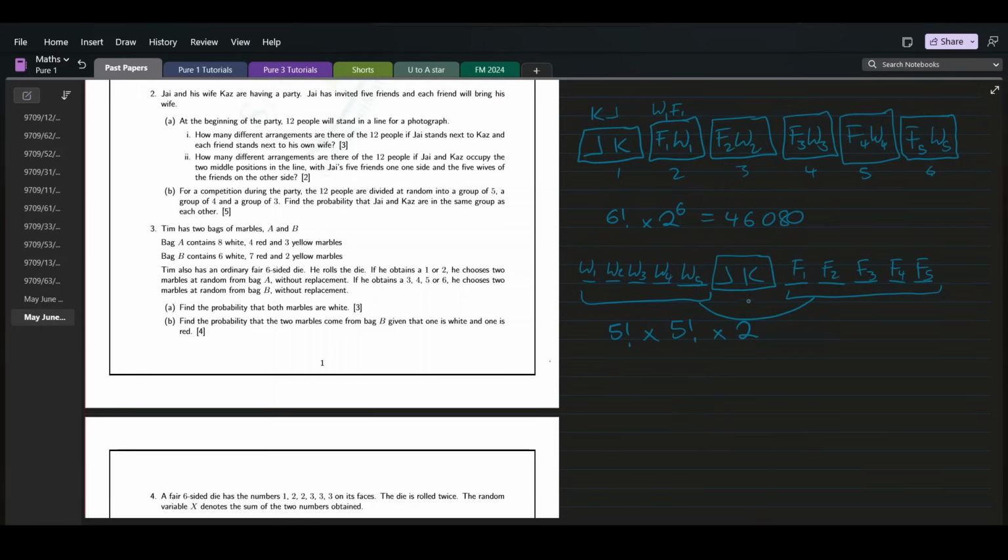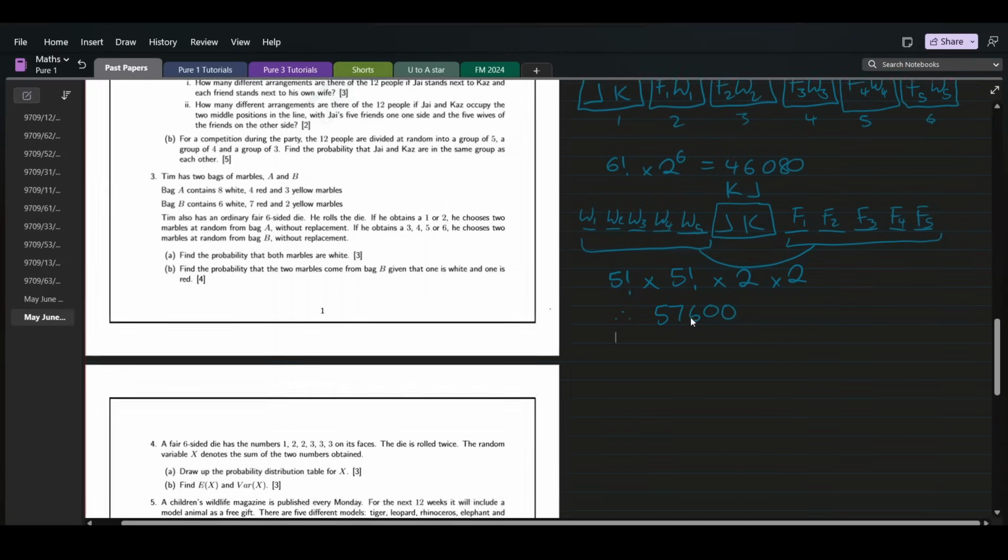And then for J and Kaz, we're also not told who's supposed to come first. So this means we could also write this as K and J, with Kaz coming first and J coming second. And for that reason, we multiply by 2 again. So now let's punch this into the calculator. That's 5 factorial times 5 factorial times 2 times 2. And that gives us 57,600. And this is our final answer for A part 2.